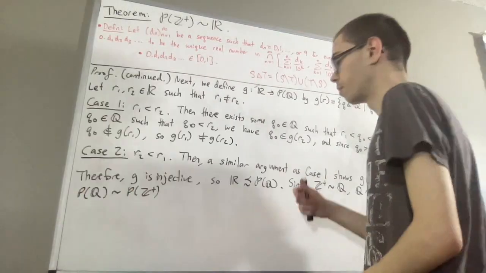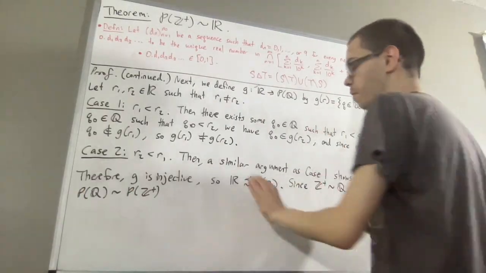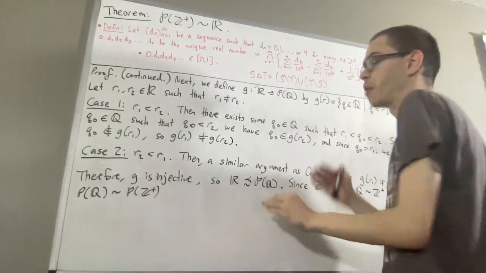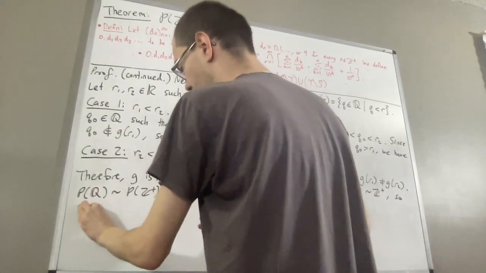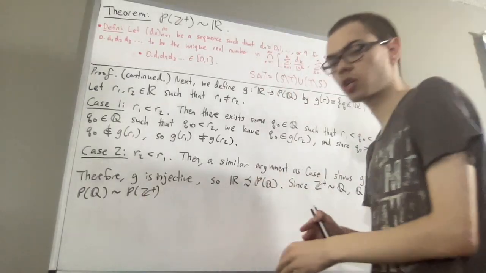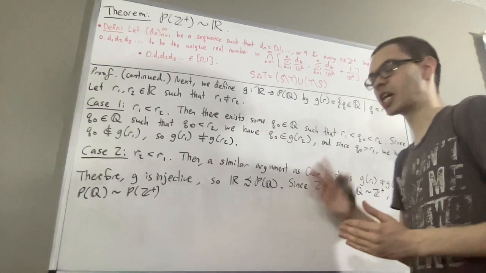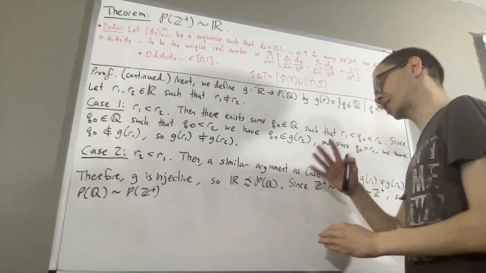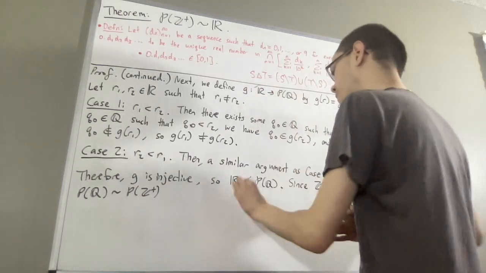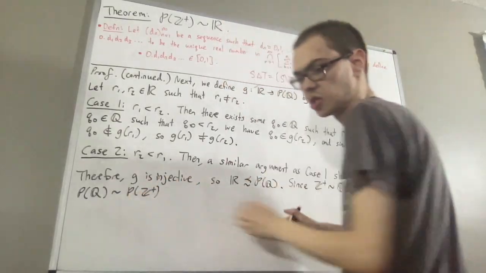But then, since we have an injection from the reals to the power set of the rationals, and we have an injection from the power set of the rationals to the power set of the positive integers, we know that a composition of injective functions is injective. So there must exist an injective function from the reals to the power set of the positive integers.